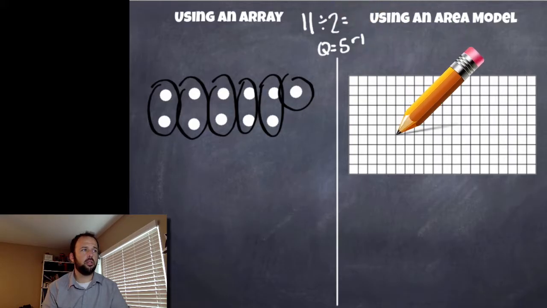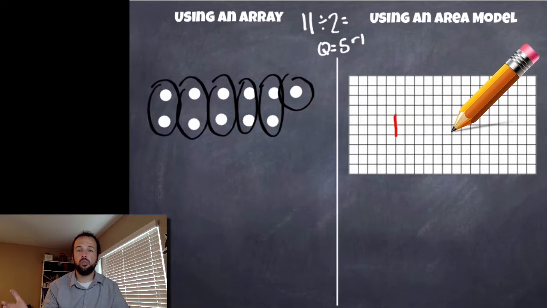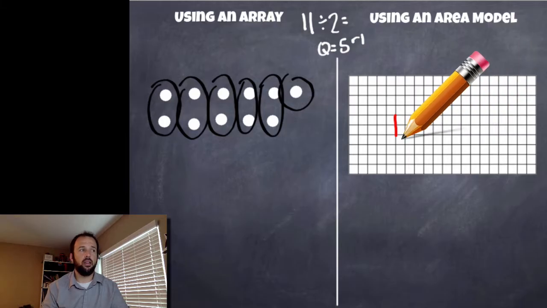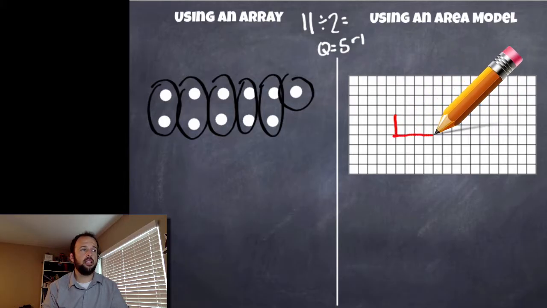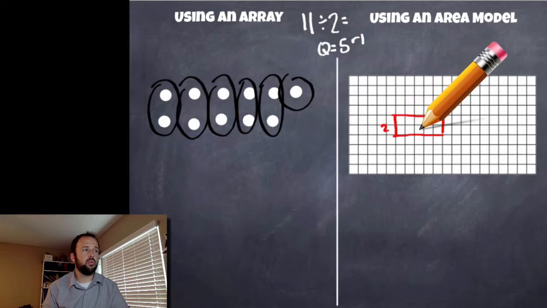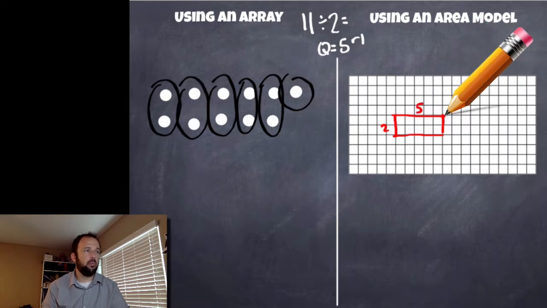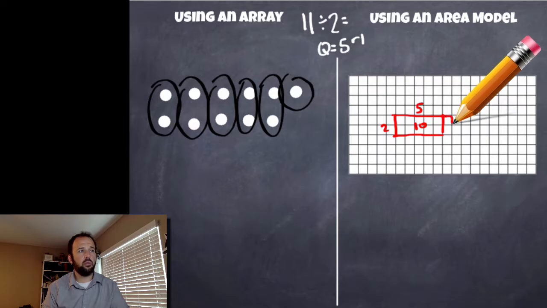Okay, so come over here. I'm going to go 1, 2. And then I'm going to count by 2's until I get to 11. So I could go 2, 4, 6, 8, 10, as far as I could go there. So this guy's going to be 2 high. It's going to be 1, 2, 3, 4, 5 wide, or long, however you want to look at it. But that's only going to get me to 10. So I'm going to need one more square here to get me to 11.